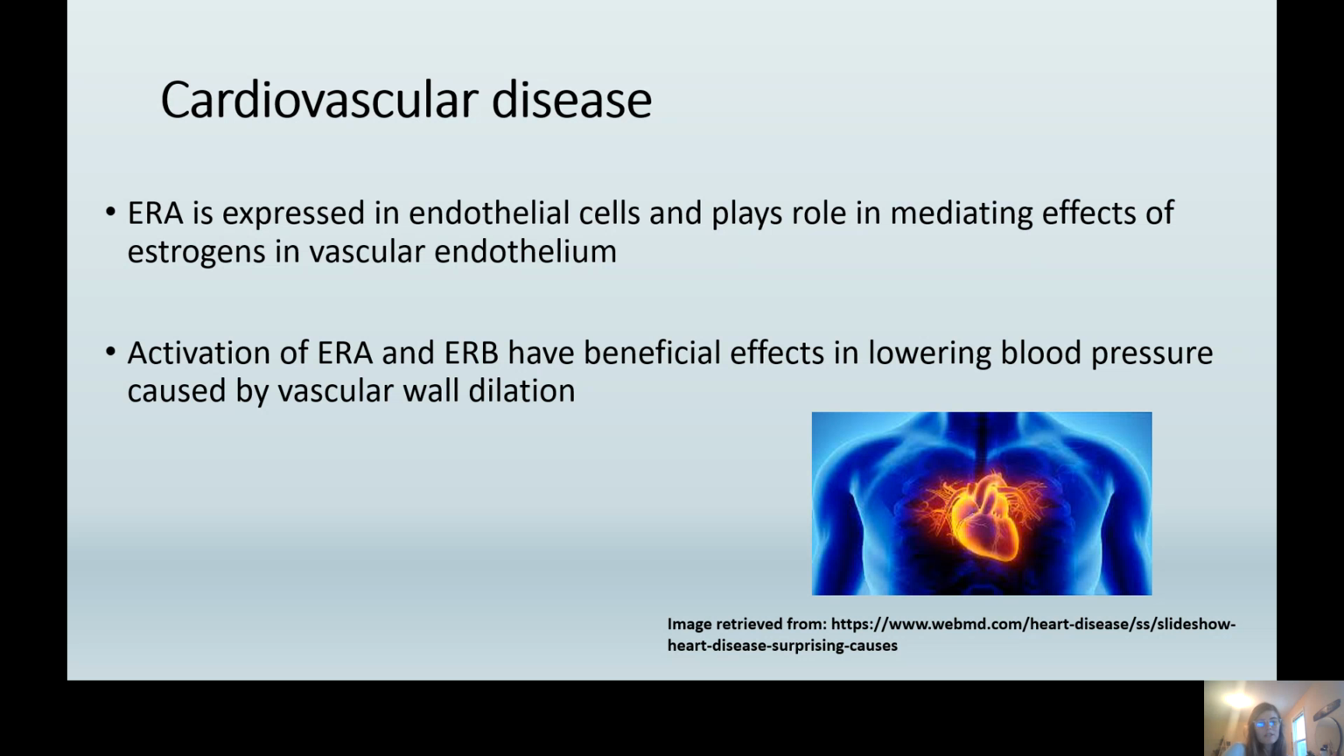So the clinical applications in cardiovascular disease, estrogen receptor alpha is expressed in the endothelial cells, and it plays a major role in the effects of estrogens in the vascular endothelium. And activation of the alpha receptor and beta receptor, they both have beneficial effects that lower the blood pressure that is caused by vascular wall dilation.